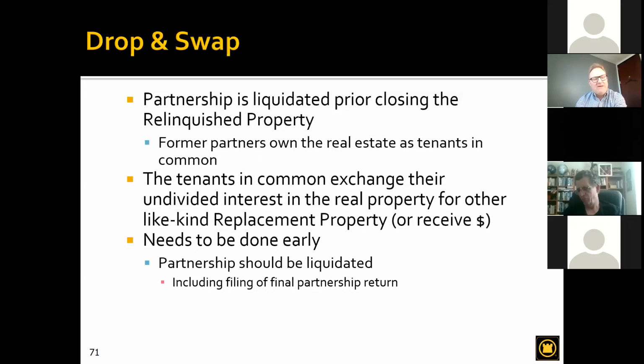So again, if we are going to do a drop and swap, the partnership needs to do this early. How early? Most tax advisors will tell them at least a year early.